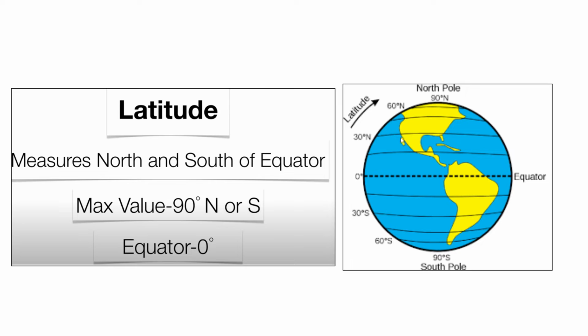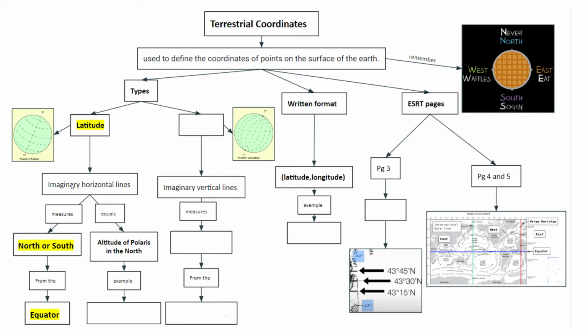We can figure out, say, this location would be 30 degrees north of the equator. This location, the North Pole, is 90 degrees north of the equator, and the South Pole is 90 degrees south of the equator. So let's write that down in your note packet. One type of terrestrial coordinate is called latitude, these horizontal lines, and they measure north or south from the equator.